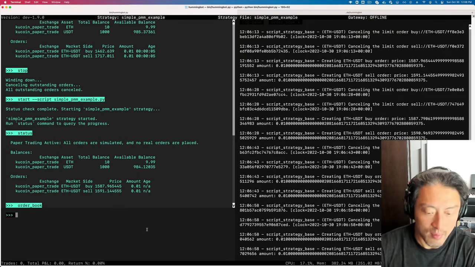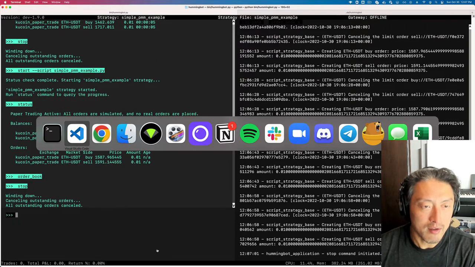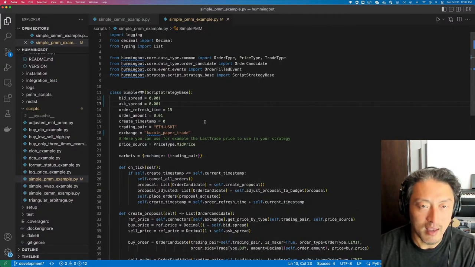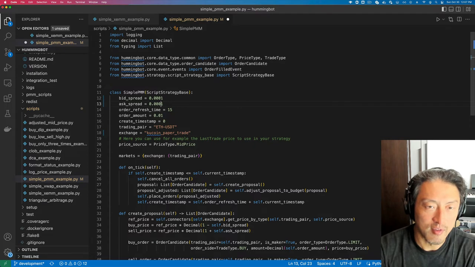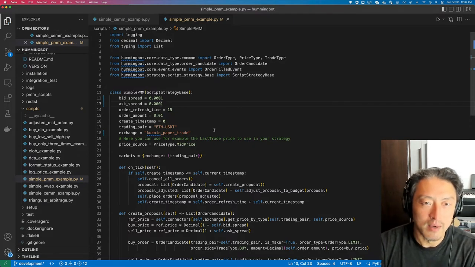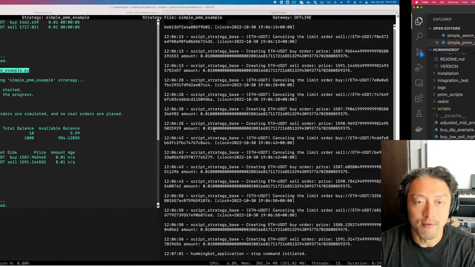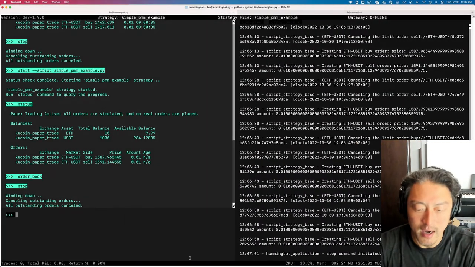So let's set our spreads even tighter. Let's stop the bot again, go back to the script, and set our spreads not at 10 basis points, but at 1 basis point. This will be 1 basis point, very tight. And let's see if we actually do get some fills, setting spreads tighter and tighter.